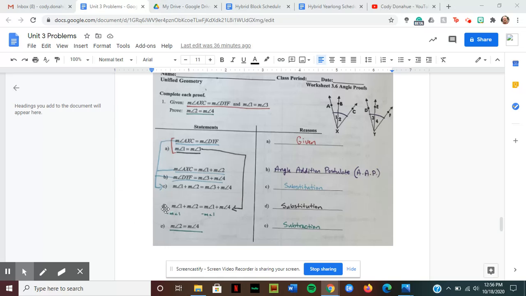So lastly, to get from D to E, we notice that the measure of angle 1s are missing from both sides, so we know we had to get rid of them somehow. So I had to subtract the measure of angle 1 from both sides of my equation to get my final statement. My proof statement, which is up here, so we knew that's what we were ending on, is measure of angle 2 is equal to the measure of angle 4.